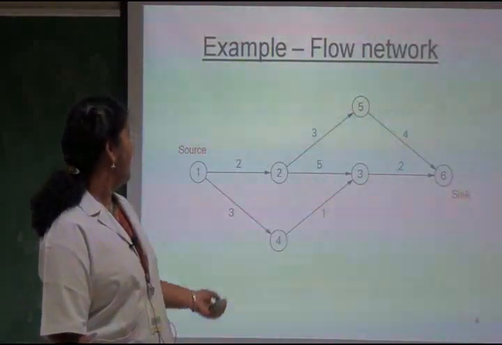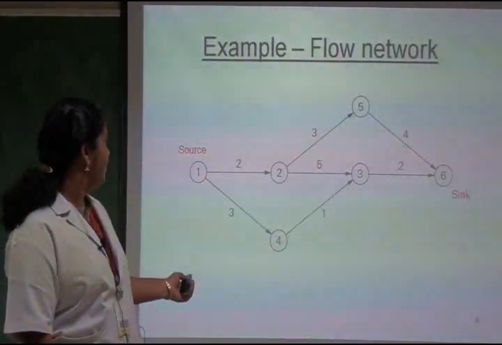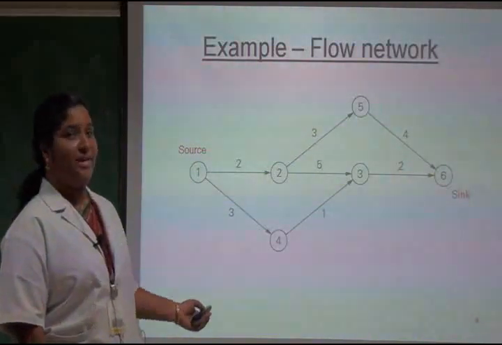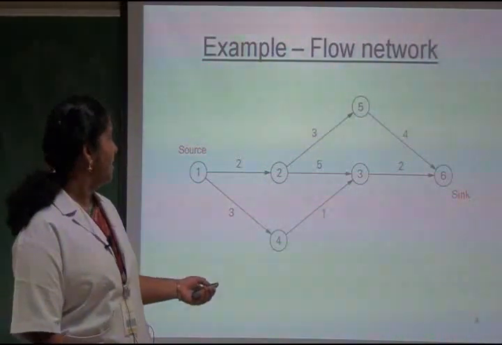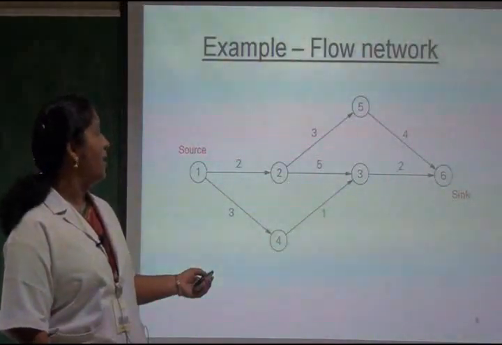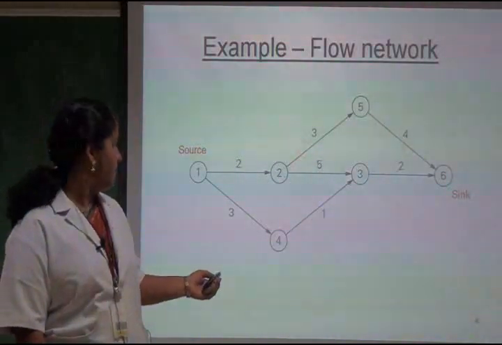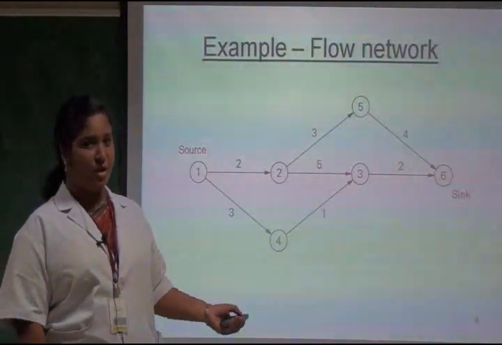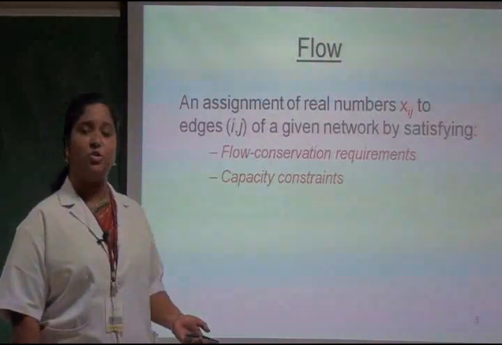And here you have edge capacities. For example, the number 2 is associated with the edge 1, 2. So from vertex 1 to vertex 2 we can send a maximum of 2 units of material. Similarly, the number 5 is associated with the edge 2, 3. So from vertex 2 to vertex 3 we can send a maximum of 5 units. That is the interpretation of this flow network. And next, we should know what is flow.